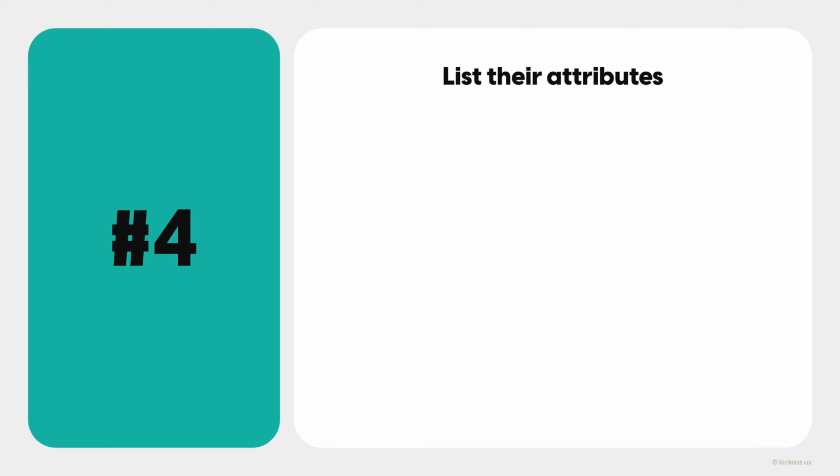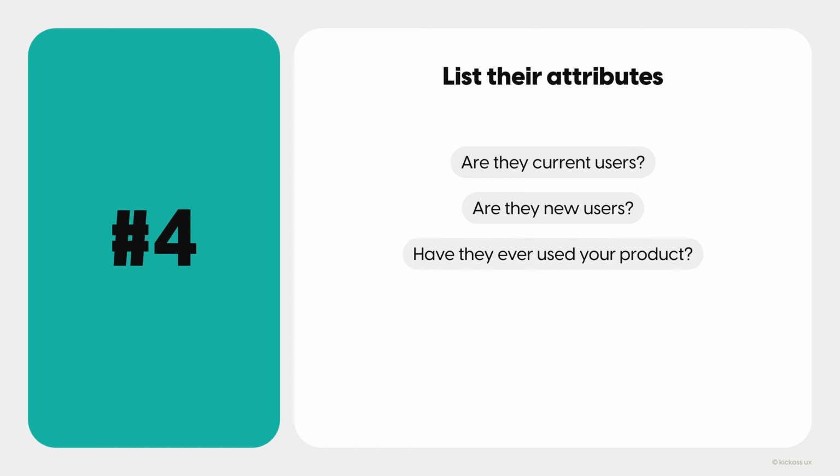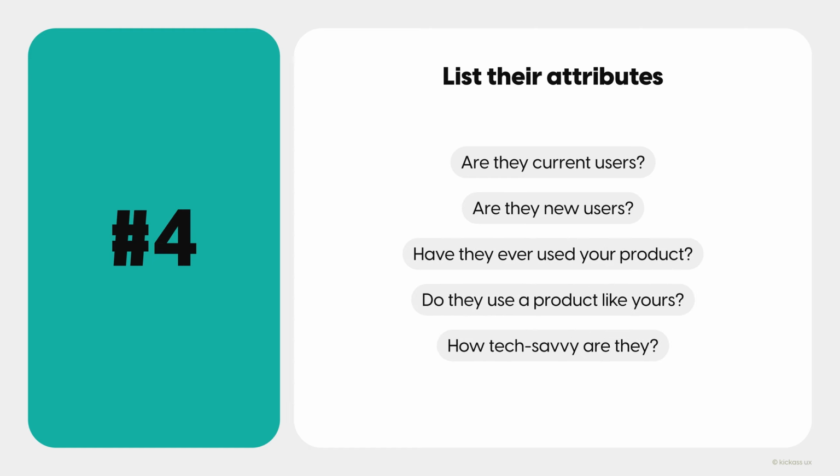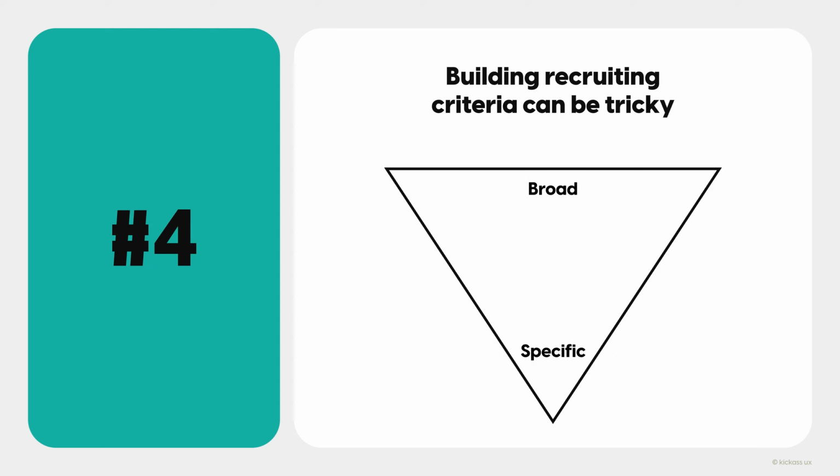List the attributes of the people you want to get feedback from. Are they current users? Are they new users? Have they ever used your product? Do they use a product like yours? How tech savvy are they? Etc. Building successful recruiting criteria can be tricky.